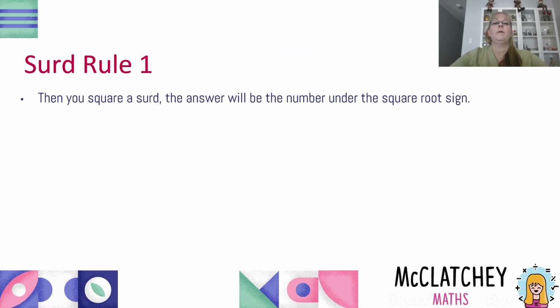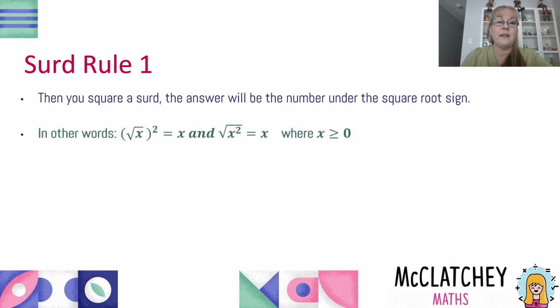Okay, let's have a little talk about some surd rules, which is going to help us as we move forward in our video series and also as we look at how to simplify surds. So our first rule is when we square a surd, the answer will be the number under the square root sign. Now, it's always helpful to look at that with a picture. So I'm going to start with some algebra first.